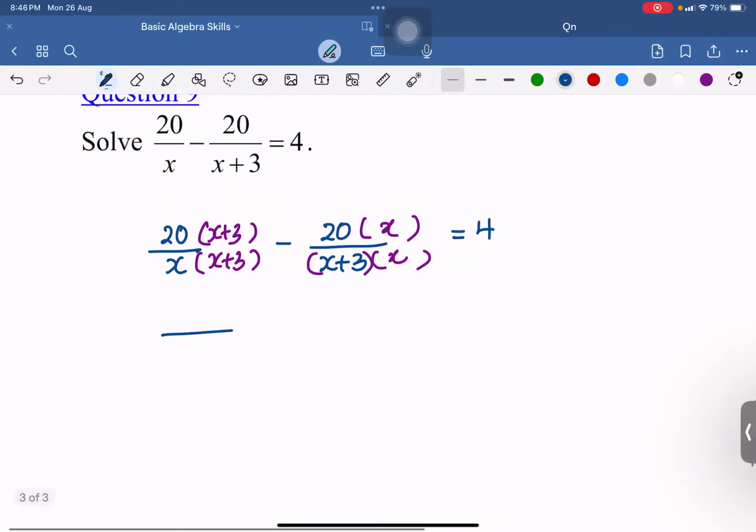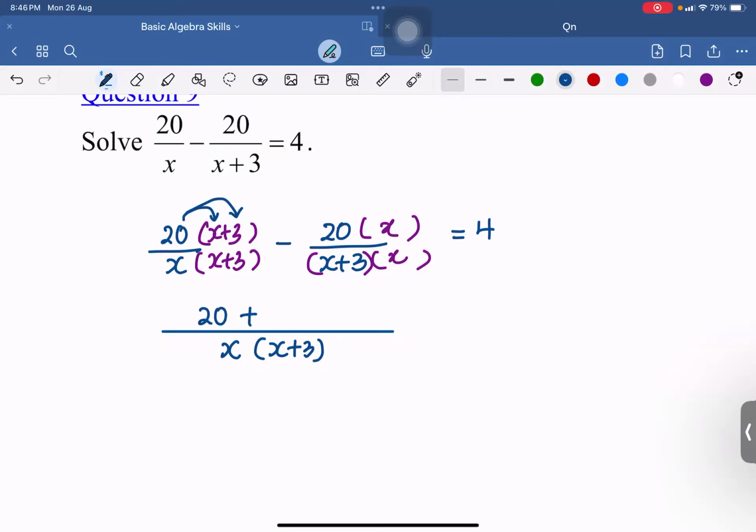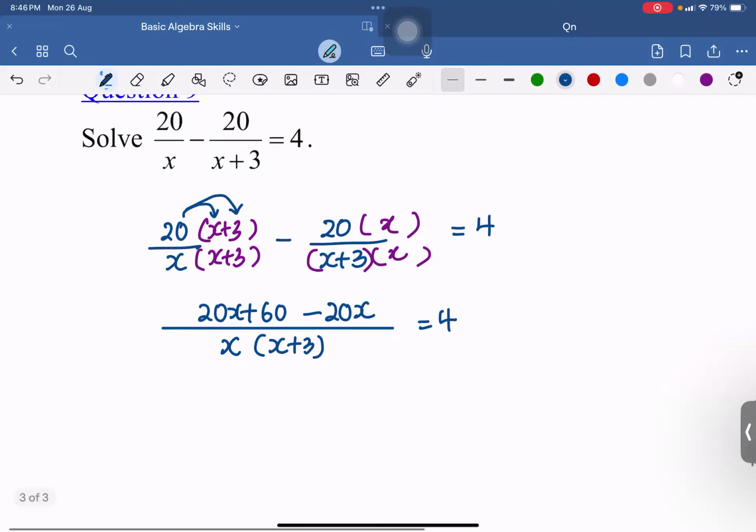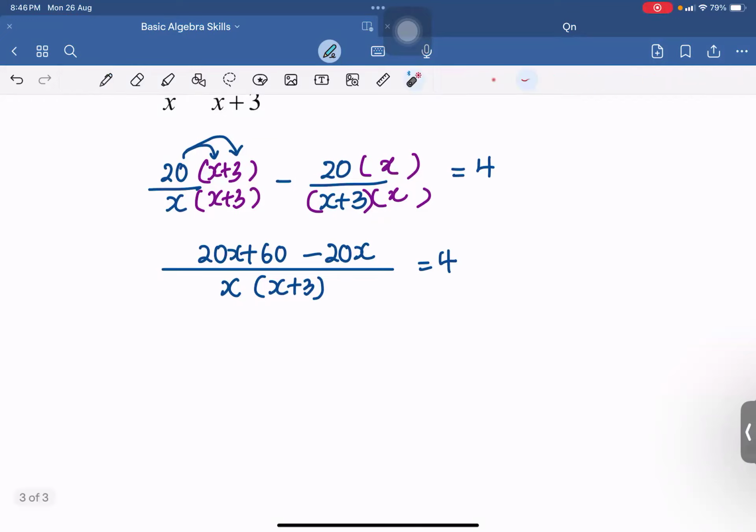Okay, now we make the denominator the same. This will be just x plus 3. Anyone expand the numerator for me? 20x plus 60 minus 20x. Thank you. My x disappeared. Equals the number 4. Simplify. 20x minus 20x, no more x, so left with the number 60.